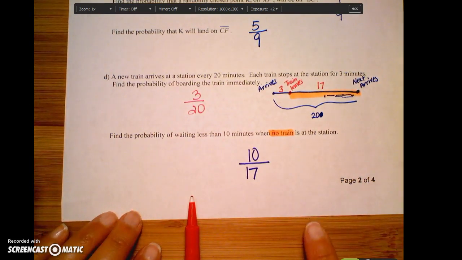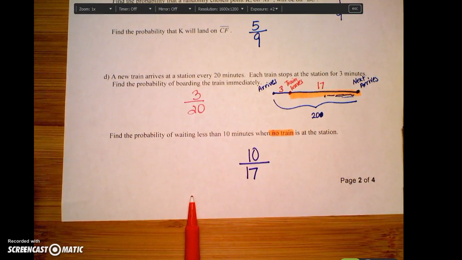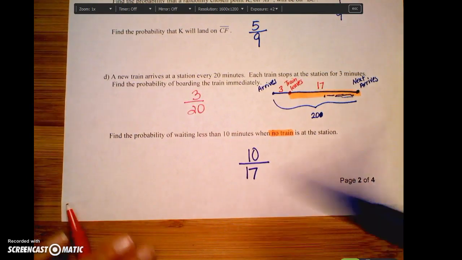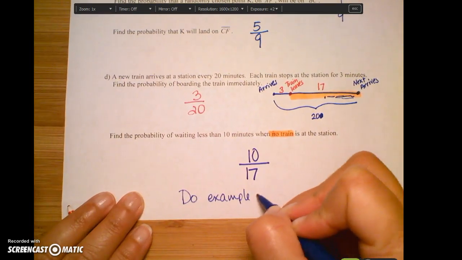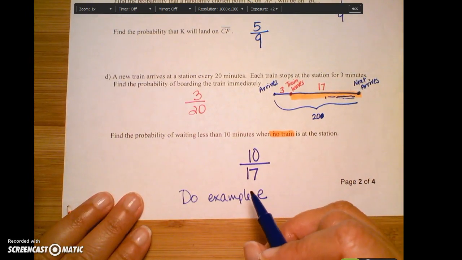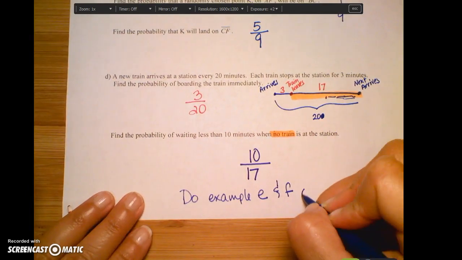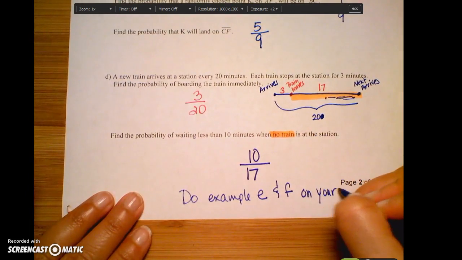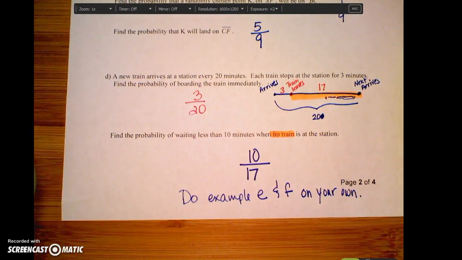Okay, we're going to pause here, and we're actually going to stop here, and we will complete the rest of these examples in class. Actually, I'd like for you to do example E and example F on your own. So let's make a note of that. I'll check them in class, and then we'll continue with the rest of the examples.